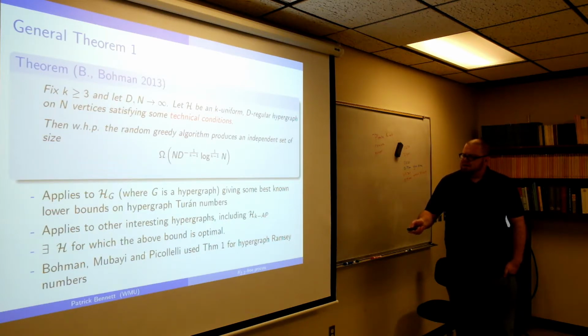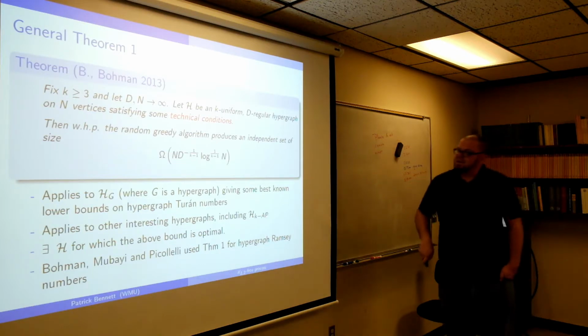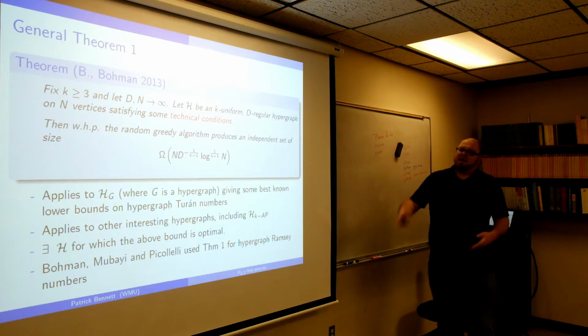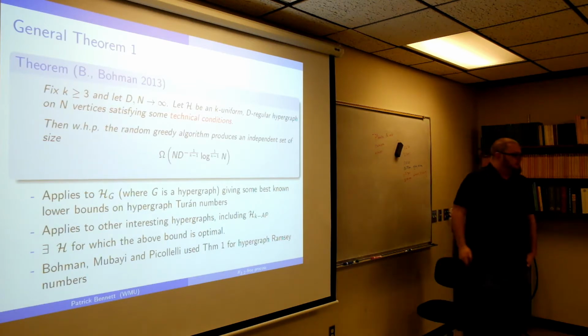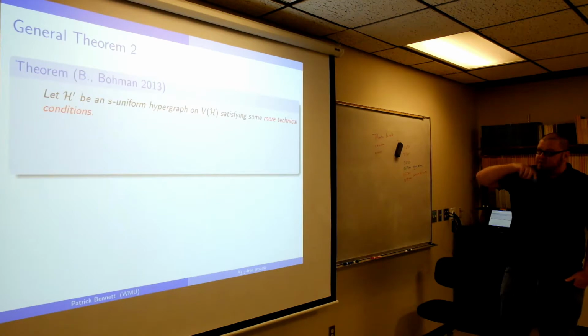Bohman, Mubayi, and Picollelli used this theorem for hypergraph Ramsey numbers. So I drew a little cartoon of the G-free process where G is a hypergraph over there. And if you analyze the clique number of the red hypergraph, then you get a Ramsey bound. So that's something that they did. So here is another theorem that we proved, Bohman and I.